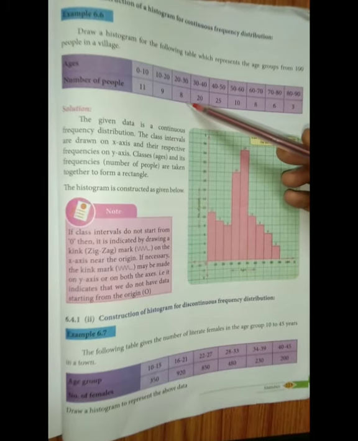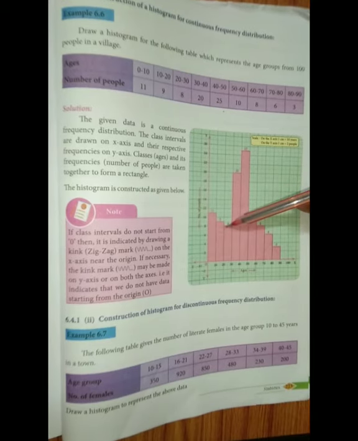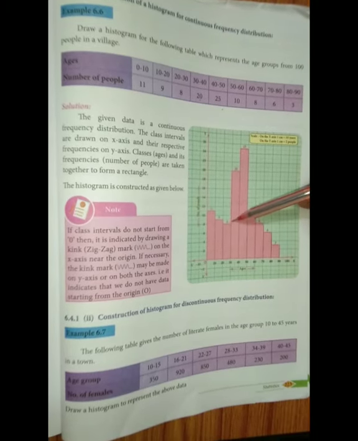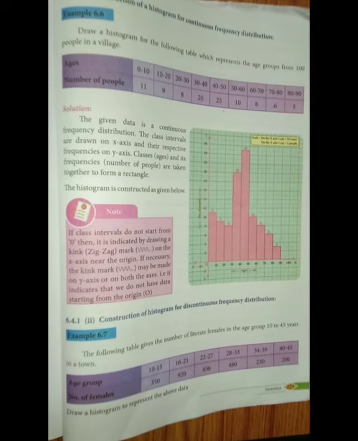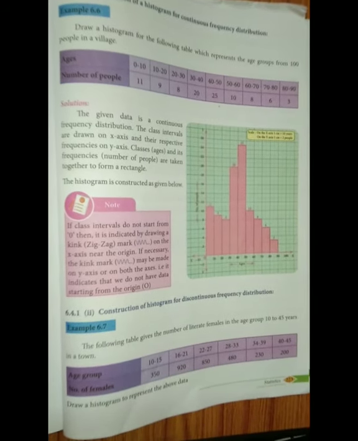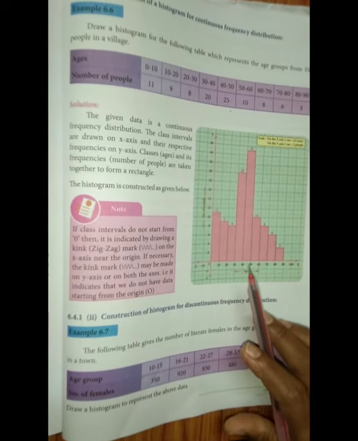Then the third value is 8, so we draw 8 at the 20 to 30 place. At 30 to 40 the value is 20, so we extend the line up to 20 and draw one rectangle till 40. Then 25, 10, 8, 6 and 3. All the rectangles are marked in continuous format. Here we have represented ages, and here the number of people. So this is the histogram we have constructed.